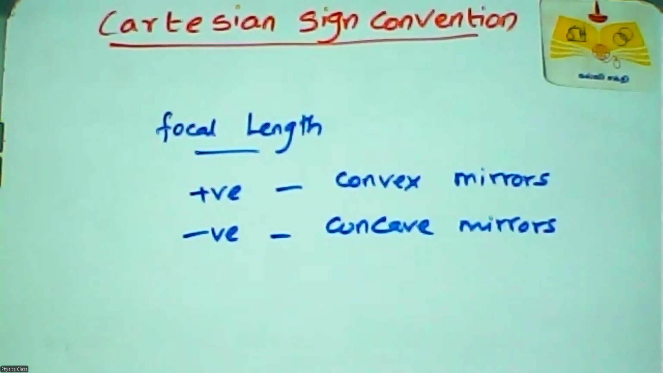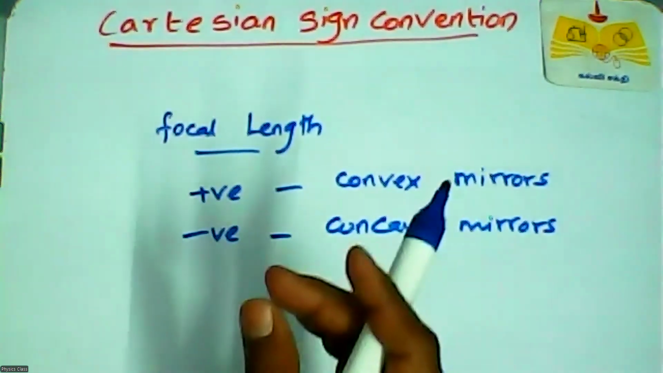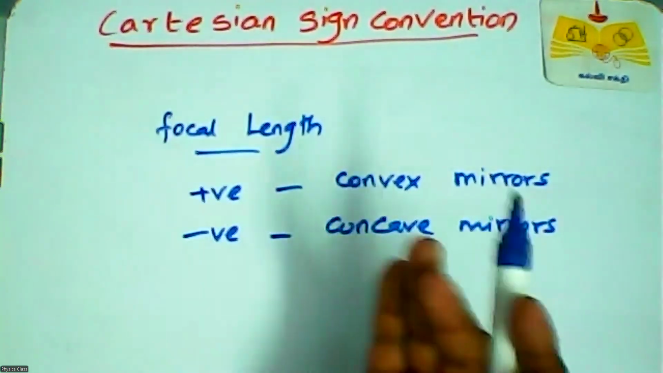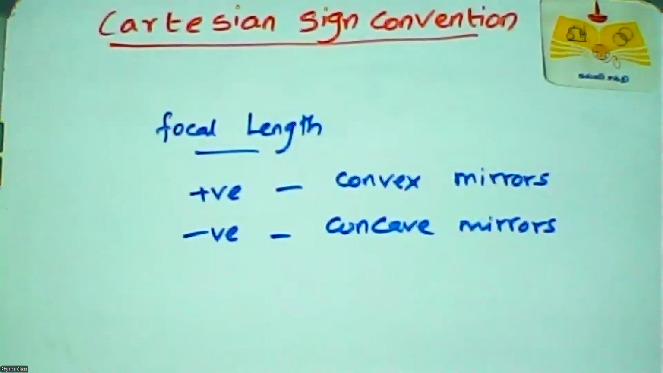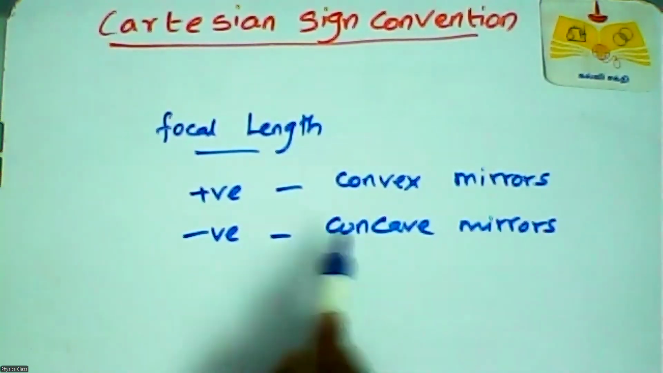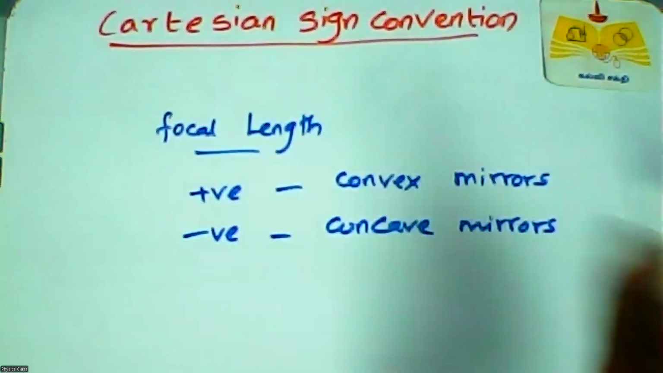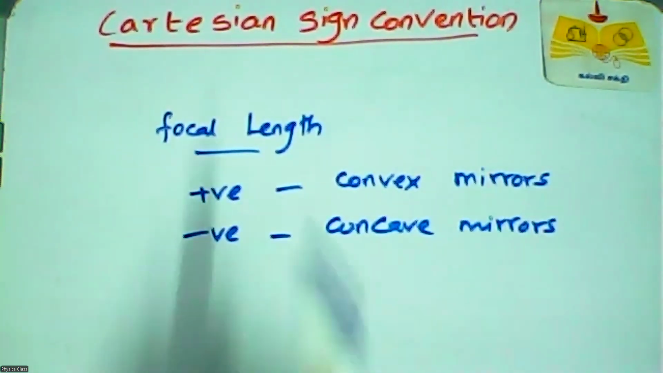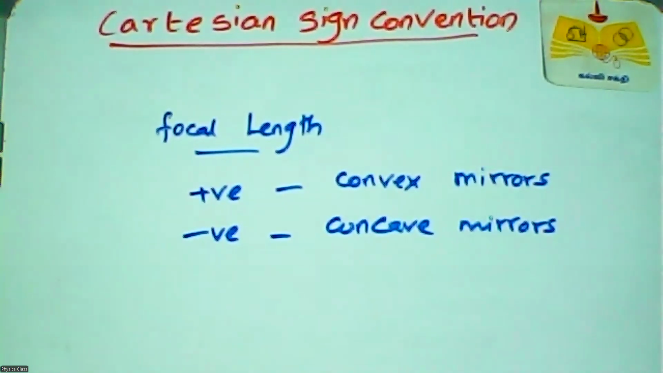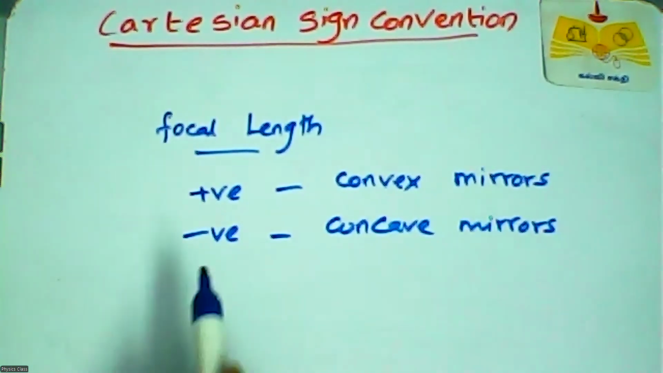So focal length. For the concave mirror, the light rays incident on the spherical mirror converge at the focus. The focus is formed in front of the mirror, so it is negative for a concave mirror. For a convex mirror, the focus is behind the mirror, so it is positive. Okay.